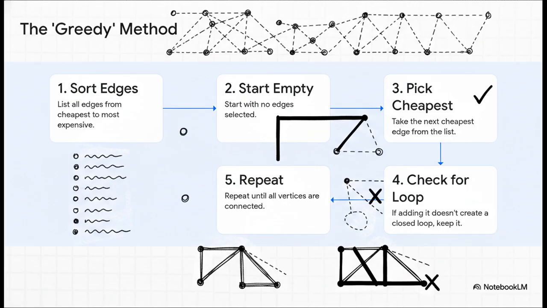Then, you just go down the list one by one. You pick up the cheapest edge and ask one simple question. If I add this to what I've already got, does it make a loop? If the answer is no, you keep it. If the answer is yes, you throw it away and move to the next cheapest one on the list. And you just keep doing that over and over again until every single dot is connected.